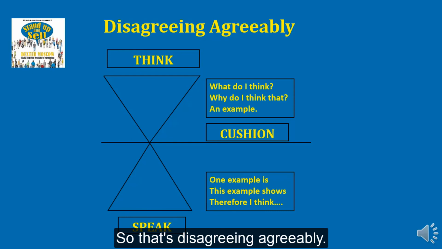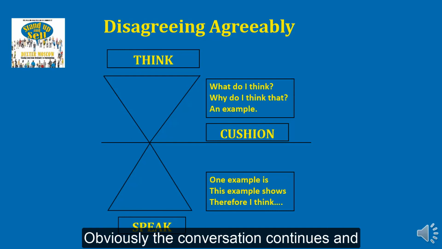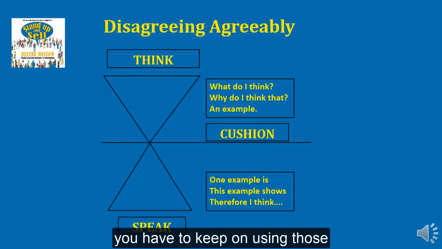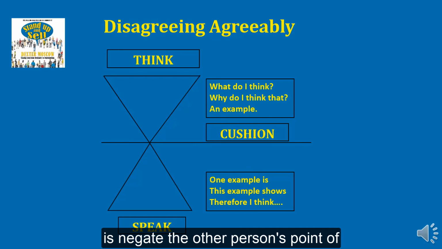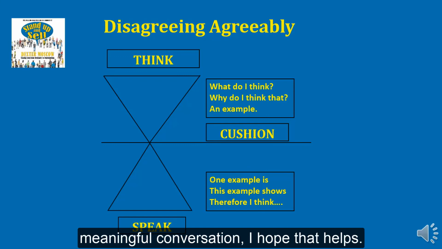So that's disagreeing agreeably. Obviously the conversation continues and you have to keep on using those cushioning phrases. But what it doesn't do is negate the other person's point of view, and that allows you to have a meaningful conversation. I hope that helps.